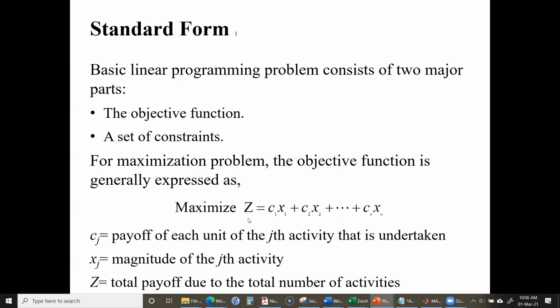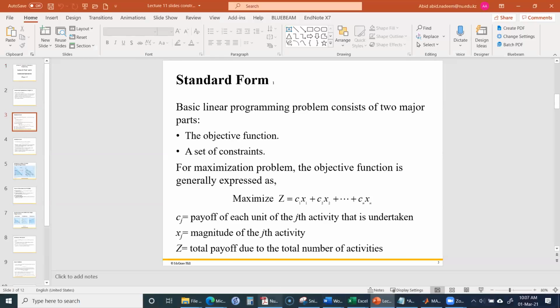Okay, and that function z has to be maximized. So z is equal to c1 x1 plus c2 x2 plus, up to cn xn, etc. This c1, c2, these are the constants, and these constants are the payoff of each unit for the jth activity that is undertaken. And x is the magnitude of the jth activity, and z is equal to the total payoff due to the total number of activities. So let's see this with the help of the example in the book.